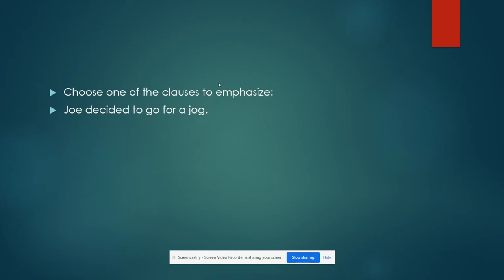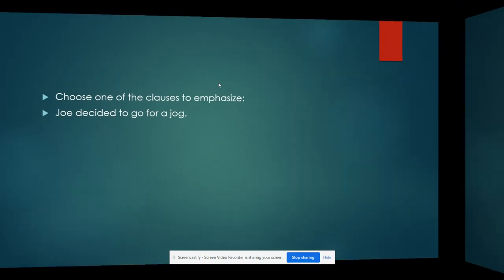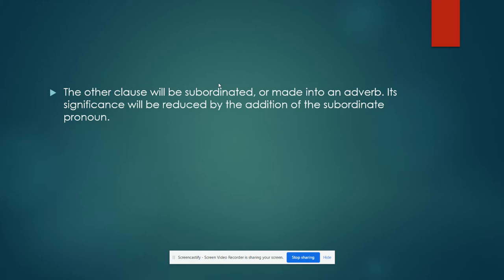Joe decided to go for a jog. So let's say that we want to emphasize that particular clause. That's going to be the main clause. The other clause we're going to subordinate, which means we're going to make it less important. It's going to just turn into an adverb. And remember, adverbs are optional. So we're shifting the meaning of the sentence here. There's a little semantic play involved when you are going to render one of the two sentences into a dependent clause. So its significance will be reduced by the addition of the subordinate conjunction.